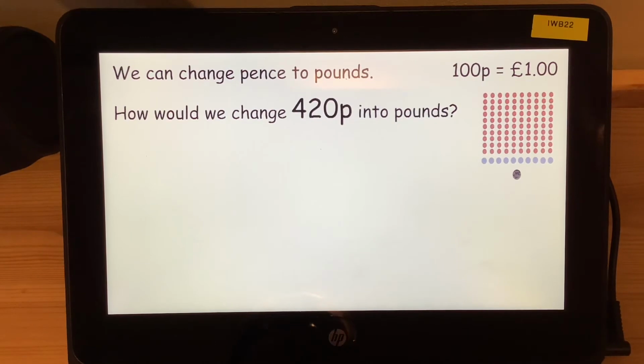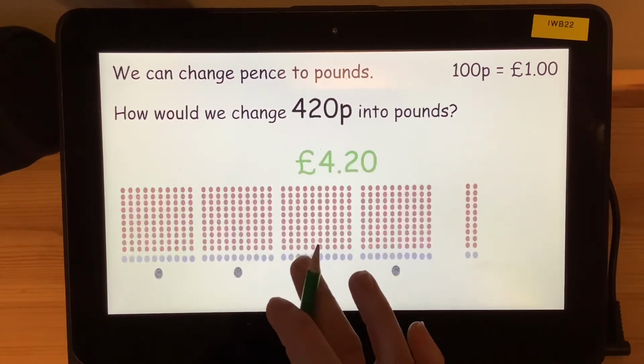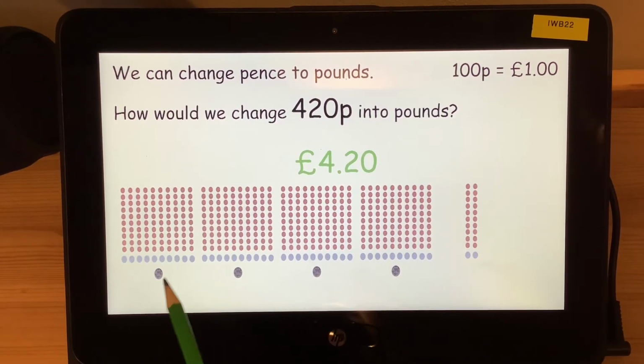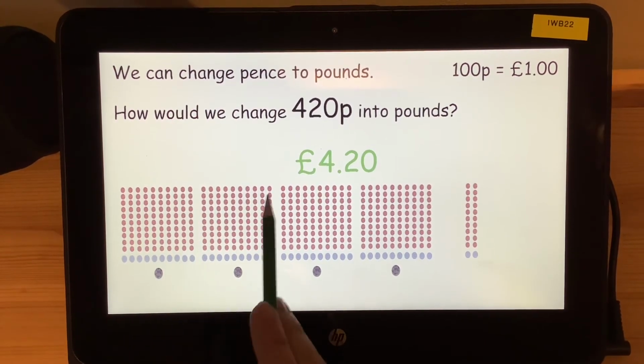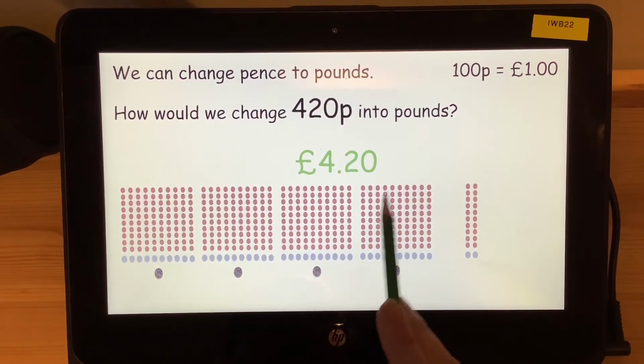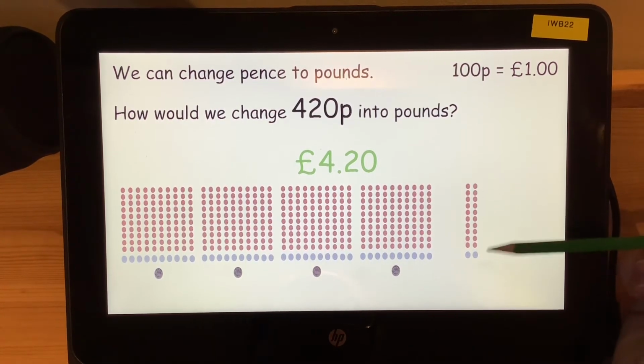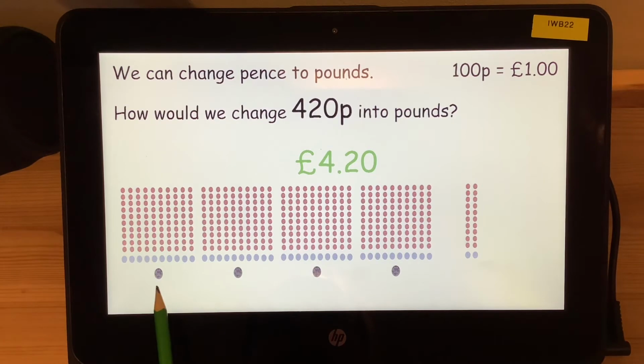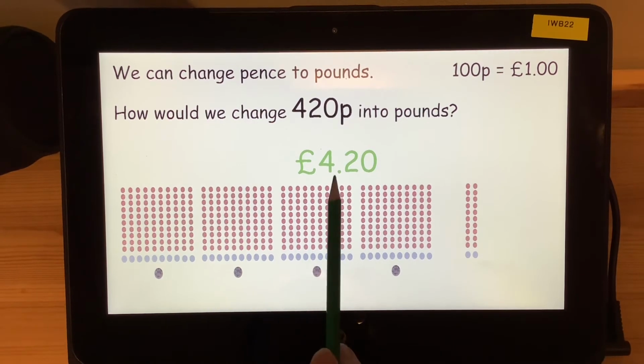How would we write 420 pence into pounds? Again, think about my picture and see if you can use that to help you. Pause the video and have a go. Okay, so let's have a look. Now, if we had 420 pennies, that would be the same as having this. There's 100, 200, 300, 400, and 20. Now, I know that each 100 is the same as a £1 coin, so I've got £4 there. Then I also know that having 20 pennies is the same as having two 10p's. So I write it as £4 and 20 pence.